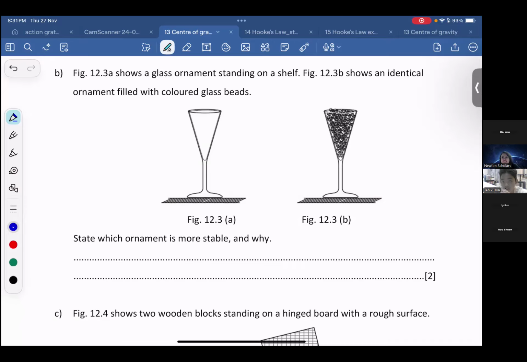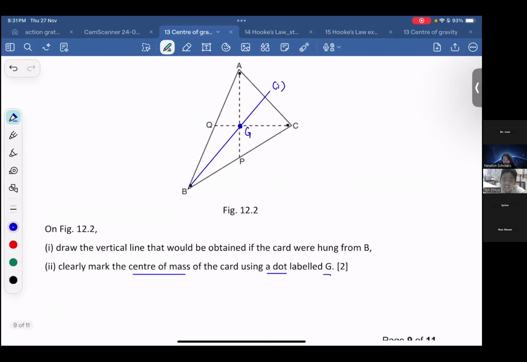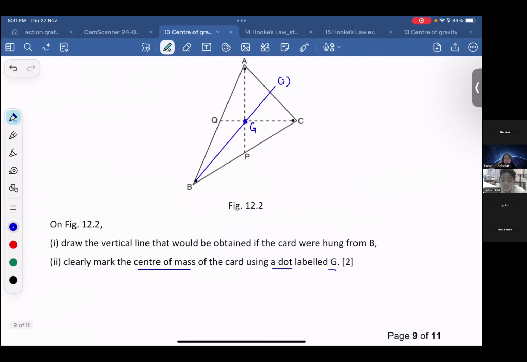Zihua, wrong. Angeline, no. Megan, no. Emily, no. Kristen, no. Okay, wait, I scroll up a page. Shuan, is it here? Okay, dear. Those who just now answered, none of you answered correctly.